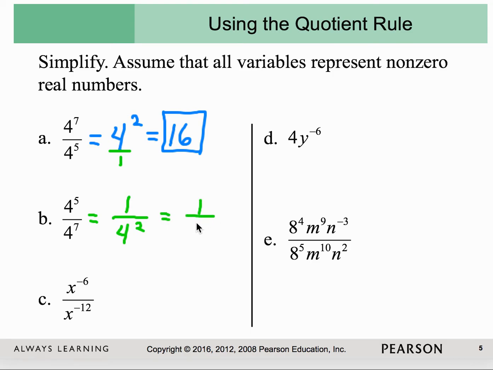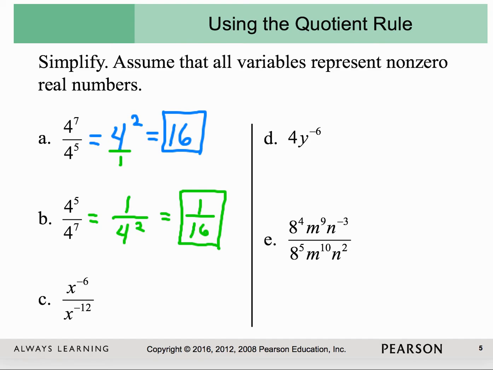Now that's the same thing we would have gotten if we'd made this 4 to the negative 2. Then I'd say, oh, a negative exponent has to trade places. But instead, I'm just going to think about what that means. It saves me a little work most of the time.